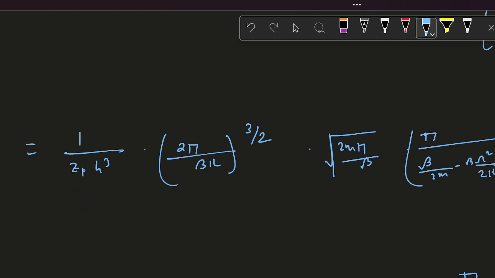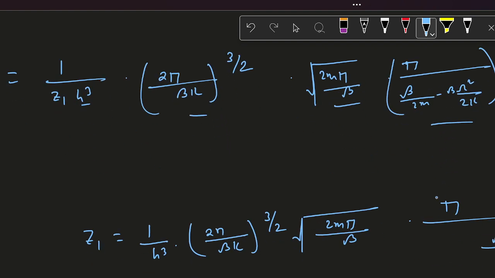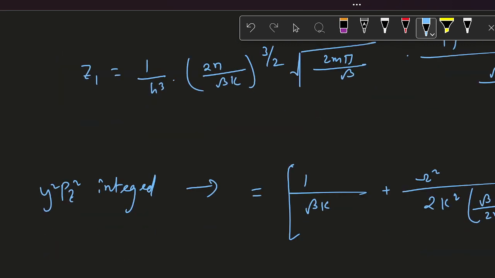So if you divide by z1, you see that all these terms cancel out, like this term, this term, this term and this term. You are left with only the y square pz square integral, which gives you 1 by beta k plus omega squared by 2k squared, into beta by twice m minus beta omega squared by twice k. So this is the whole factor that you obtain from the first integral.